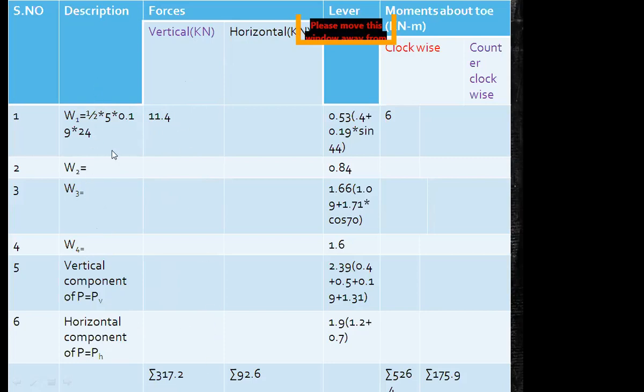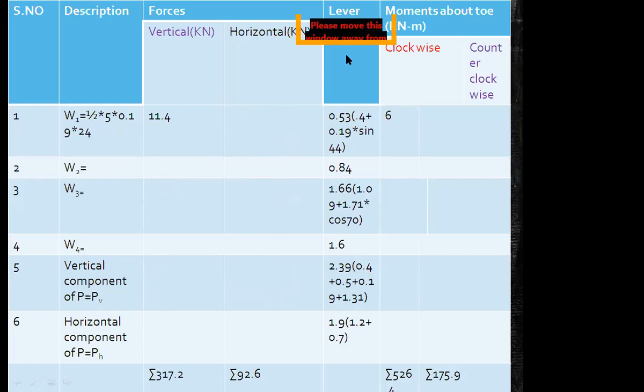Here the formula needs to be written for weights, and the answer needs to be written here. Understood? Here the description, the explanation is given. Here only the answer needs to be mentioned. Horizontal components need to be mentioned here. Vertical is a different column, horizontal is a different column. Vertical forces are different, horizontal forces are a different column.